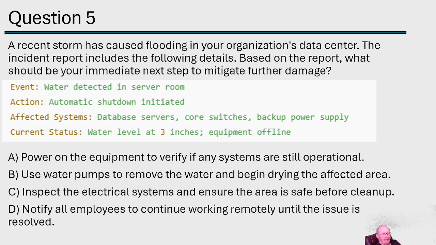B, use water pumps to remove the water and begin drying the affected areas. Oh, I like B. I like B because we see the immediate next steps. We want to bring it back online, so definitely something we should start doing, right? C, inspect the electrical systems and ensure the area is safe before cleanup. Do we want to use the water pumps before inspection, or are we doing the inspection before the water pumps? That's an interesting conundrum. Did the chicken come before the egg, or did the egg come before the chicken? Interesting proposal. I like both those answers, though.